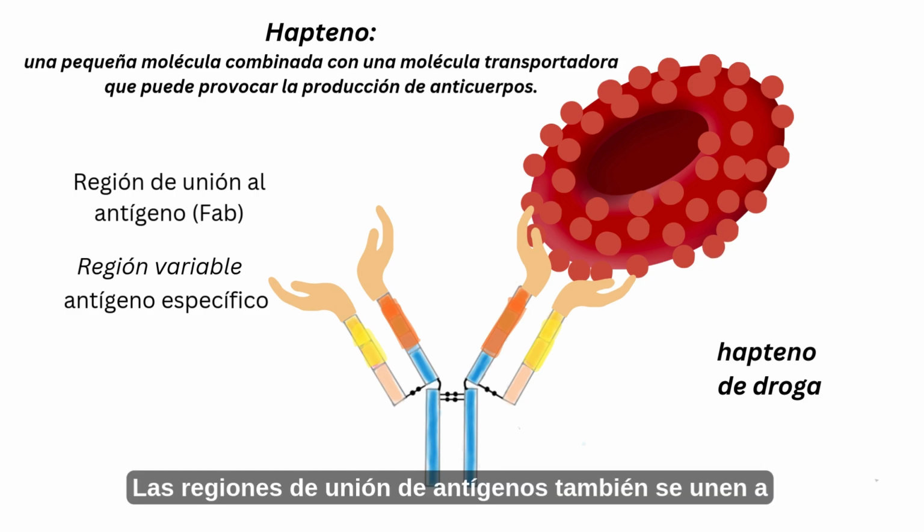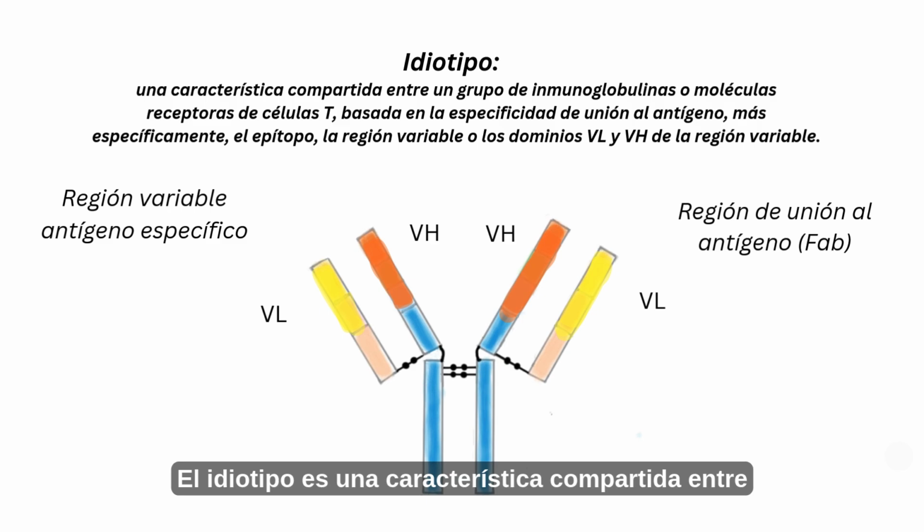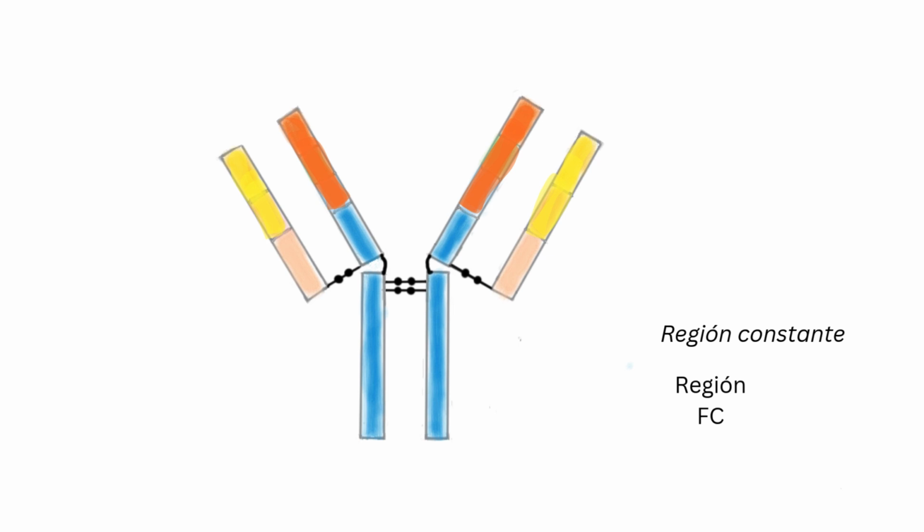Antigen binding regions also bind to specific haptens, which are small molecules that are combined with a carrier molecule that can elicit the production of antibodies, but the hapten cannot elicit antibodies by itself. The constant region of the heavy chain is shown in blue. It includes the FC region or crystallizable region.